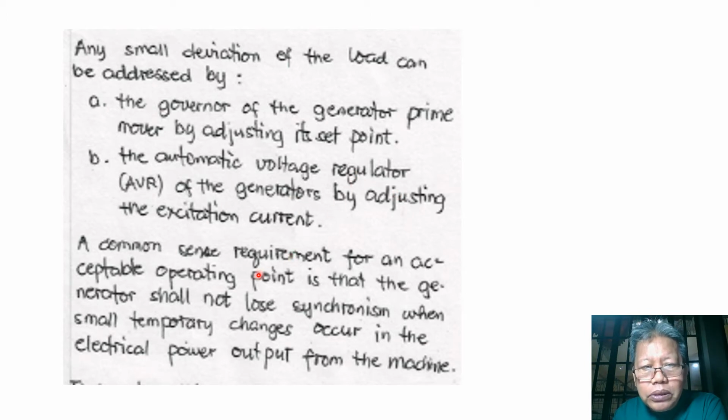Now, a common sense requirement for an acceptable operating point is that the generator shall not lose synchronism when small temporary changes occur in the electrical power output from the machine.